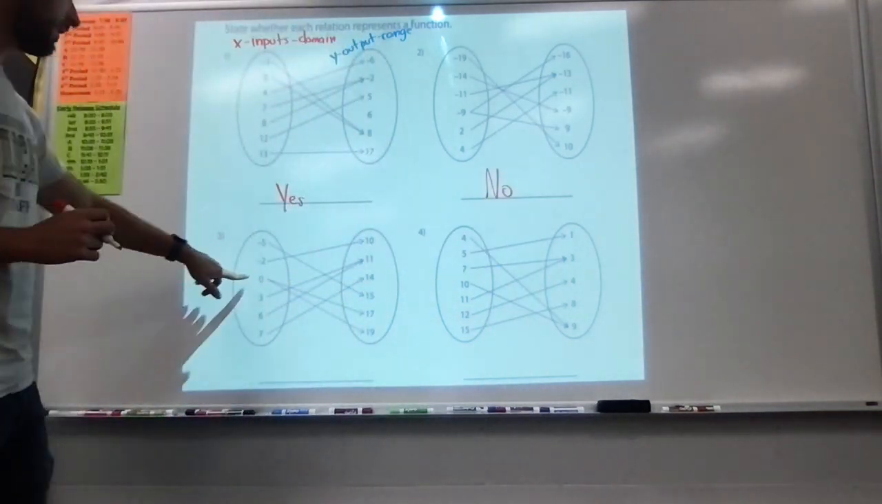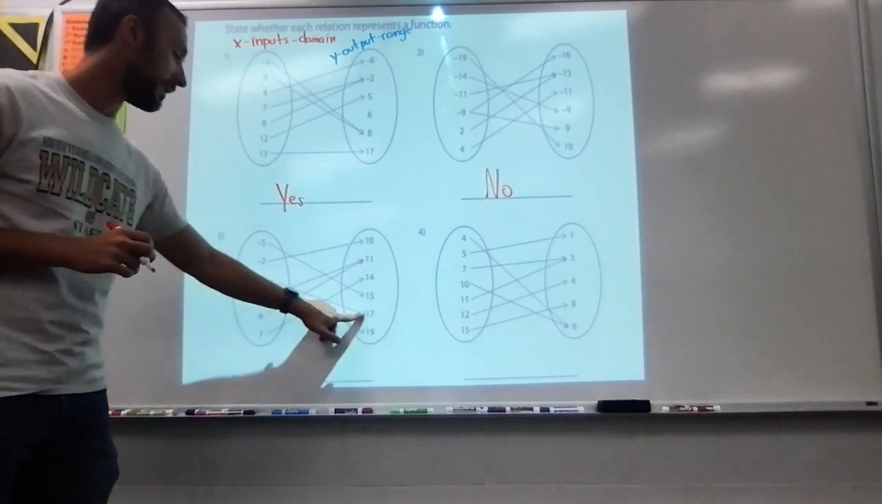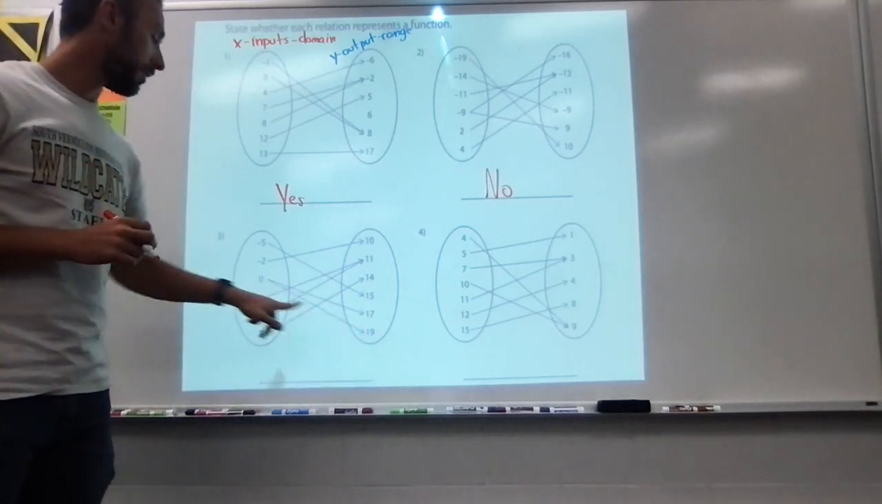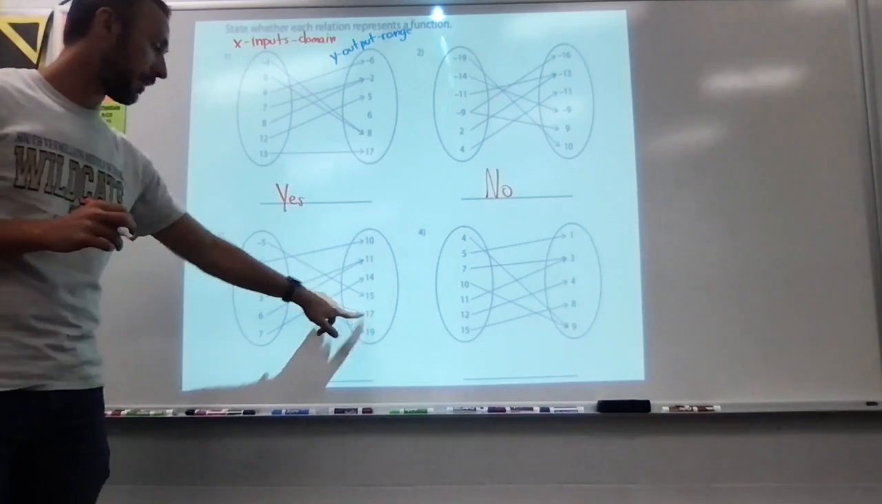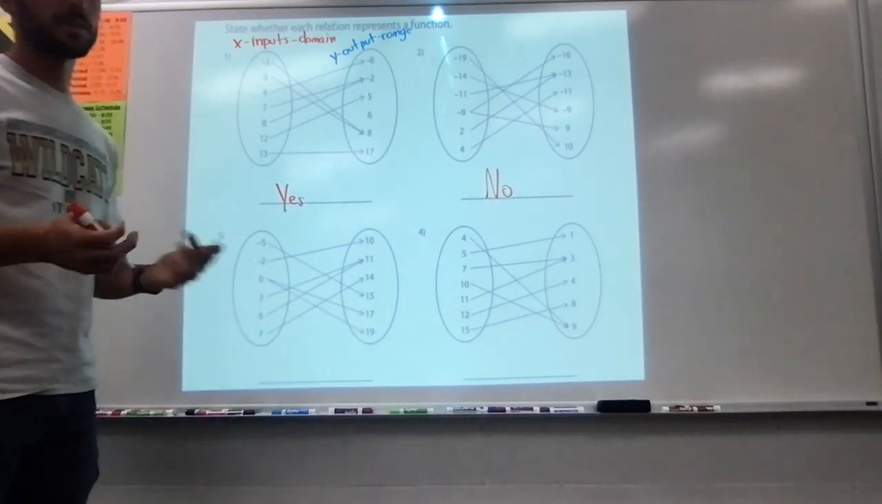If I look down here, go to 0 right away. It has 2 different outputs, 0, 17, 0, 19. Put that chicken in my machine. I might get pot pie. I might get fried chicken. I get 2 different things.